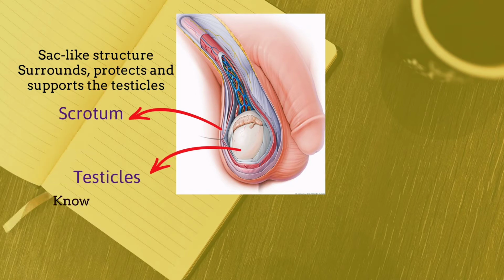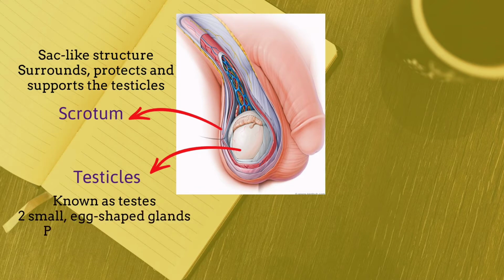The testicles, also known as testes, are the two small egg-shaped glands that produce the sperm. These glands develop within the abdomen of the male fetus and normally descend into the scrotum before or soon after birth.